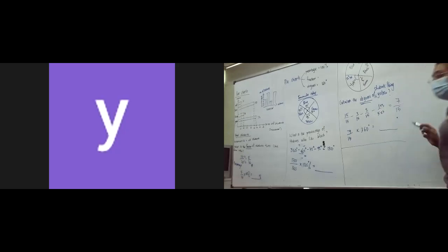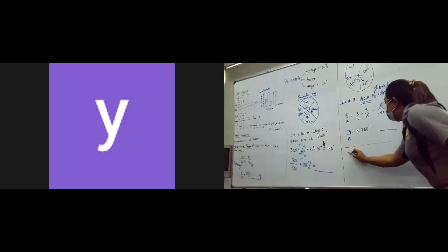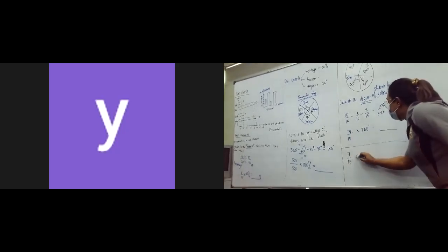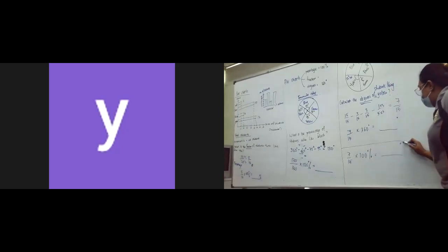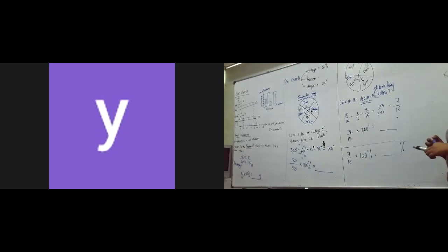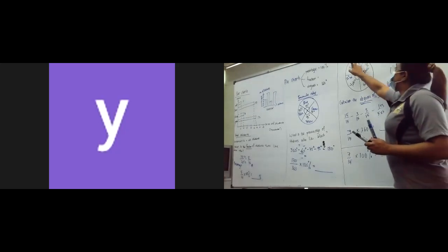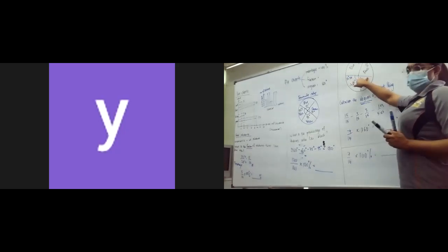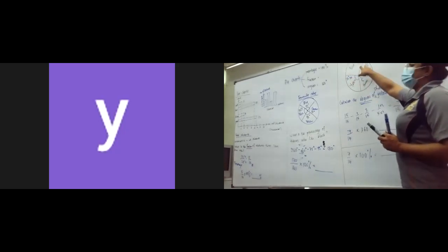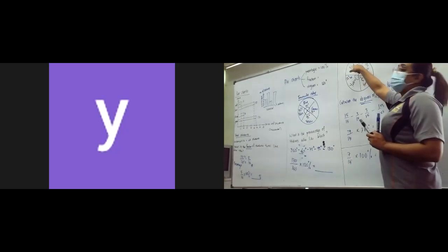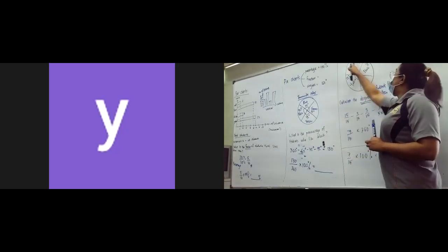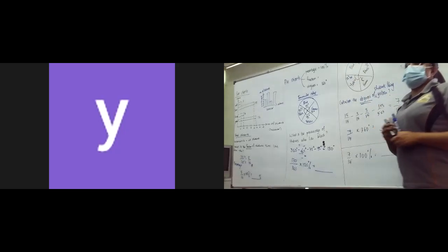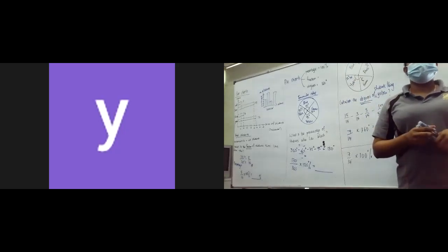If they ask in percentage, same thing, 7 over 15 times 100%. So you get it in percentage. Clear? If they ask you to change this to percentage, you just take 1 over 5 times 100%, 3 over 15 times 100%, 2 over 15 times 100%. If they ask you to find in degrees, times with 360. Clear so far?